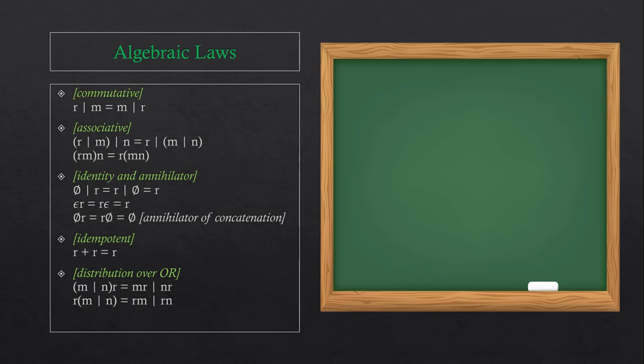So the order doesn't matter when you are ORing two regular expressions together. But the concatenation operator is not commutative. So R concatenate M is not the same as M concatenate R. And I think you can understand why, because ABX is not the same string as XAB. So order matters when you are joining two strings together side by side.